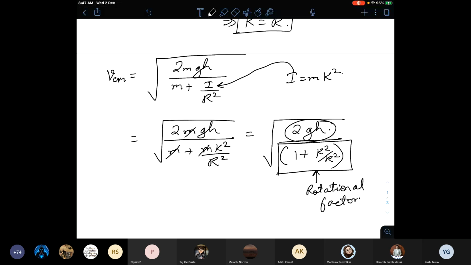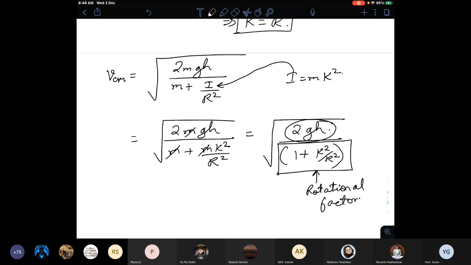If suppose there wasn't any rotational motion, then k will be 0 because moment of inertia is 0. If k is 0, the term automatically vanishes. In the denominator there is only 1, so the final velocity becomes under root of 2gh, which is consistent with conservation of energy, when there was no rolling motion, no rotational motion. So this extra term is called the rotational factor.